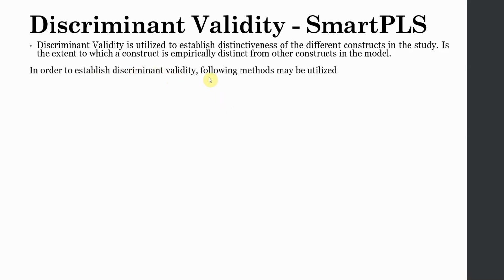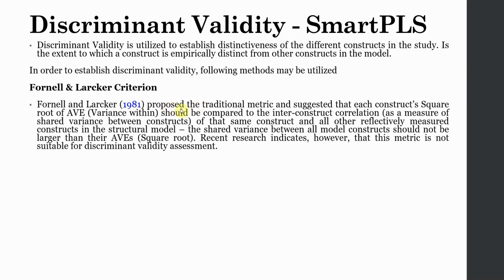Now in order to establish discriminant validity, we've got different methods. The first one, and probably the most used and the older method, is Fornell-Larcker criterion. Now Fornell-Larcker criterion was proposed by Fornell and Larcker in 1981. It is a traditional metric and suggested that each construct's square root of AVE, that we already calculated earlier for convergent validity and is referred to as within construct variance, should be compared to inter-construct correlation, that is the measure of shared variance, and your within variance or variance within the construct shall be higher than the shared variance. If that is the case, then Fornell-Larcker criterion shows that discriminant validity is established.